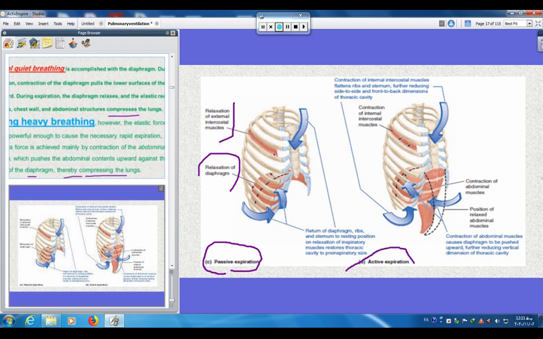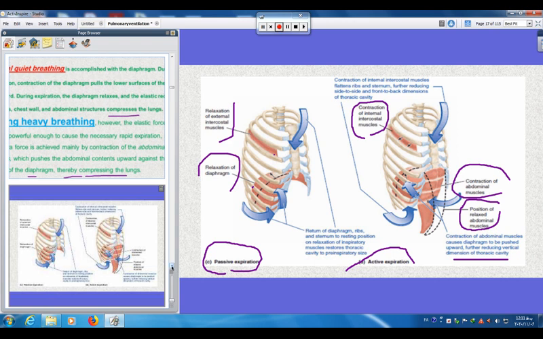For the active expiration, contraction of the abdominal muscles is very important, but for the passive expiration, the relaxed abdominal muscle is involved in this situation. In the active expiration, contraction of the abdominal muscles causes the diaphragm to be pushed upward, further reducing the vertical dimension of the thoracic cavity. You can see the situation is changed, and the contraction of the internal intercostal muscle as well. This causes contraction of the internal intercostal muscles, flattening the ribs and sternum, further reducing the side to side and front to back dimensions of the thoracic cavity.